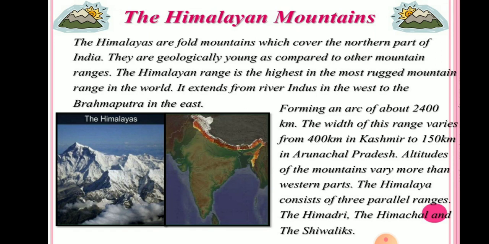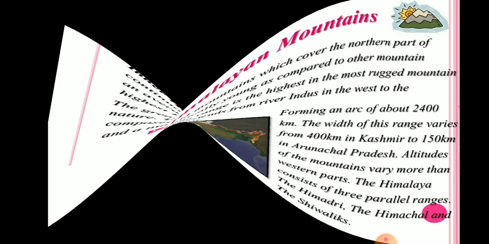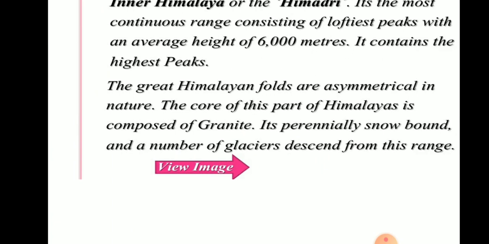Altitudes of the mountains vary. More altitude is found in the western part, and the Himalaya consists of 3 parallel ranges: the Himadri, the Himachal, and the Sivalik. So we have to know in detail about these 3 parallel ranges of the Himalaya: the Himadri, the Himachal, and the Sivalik. So here we have the inner Himalaya or the Himadri.